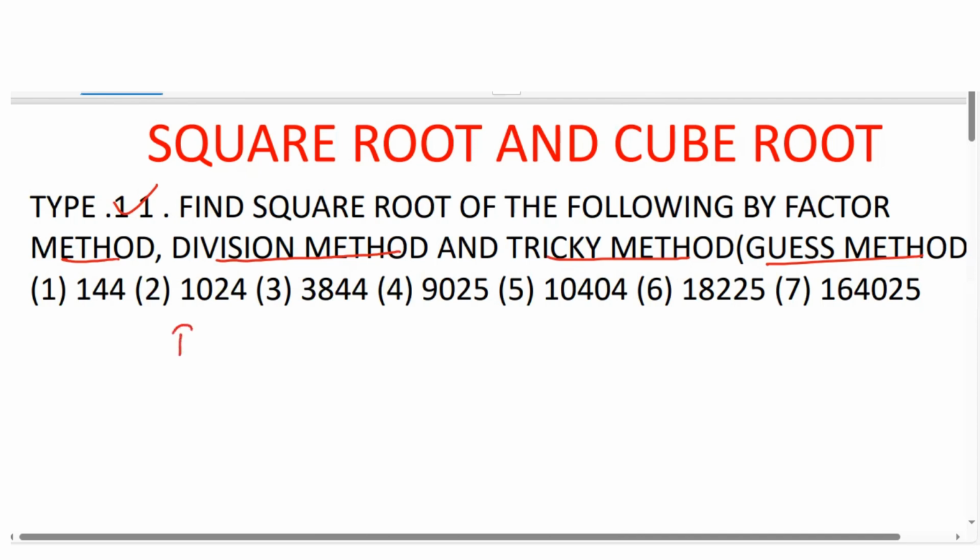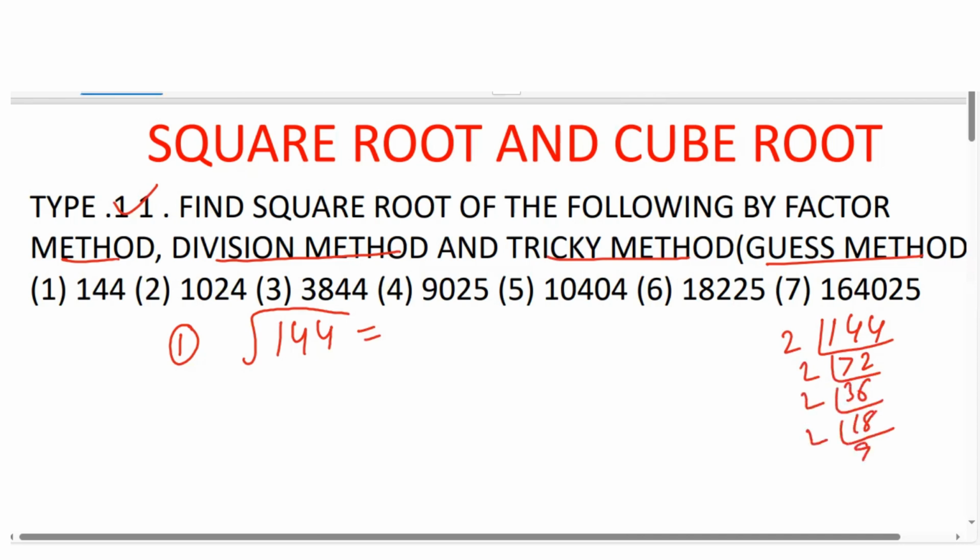So the first question here is 144. We want to find the square root of that number by the factor method. Everyone knows this method, because in the factor method we find the factors of this number 144. So 144 is 2 into 72, then 36, then 18, and again 2 nines are 18, and 3 threes are 9. Everyone knows 12 into 12 is 144. We know the answer is 12.